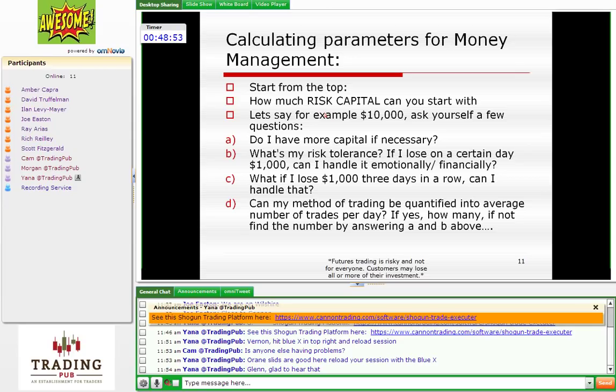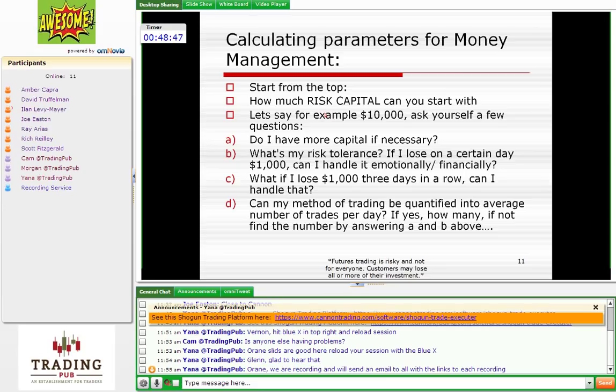First thing, we got to start from the top. How much risk capital are you planning to allocate for this adventure? Let's talk about $10,000, for example. You got to ask yourself, do I have more capital if necessary? If I feel that I lost the money, but I feel like I know what I need to do in order to have a chance, in order to make it, do you have more? Then you got to think about your risk tolerance, which is very different.